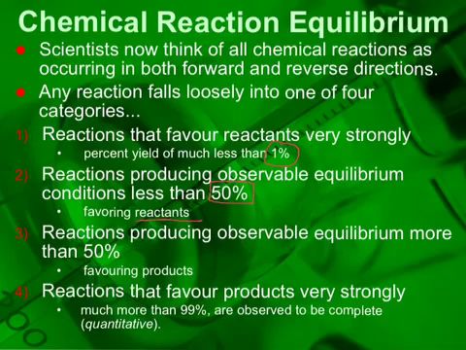However, if the reaction is between 50 and 100%, so the reaction percent is greater than 50%, we can say that the reaction favors the product. However, at equilibrium, we can still detect signs of the reactant. And lastly, if the percent reaction is greater than 99%, we can say this is quantitative. It reacts 100%, and it will be almost impossible to detect any signs of a reactant molecule.